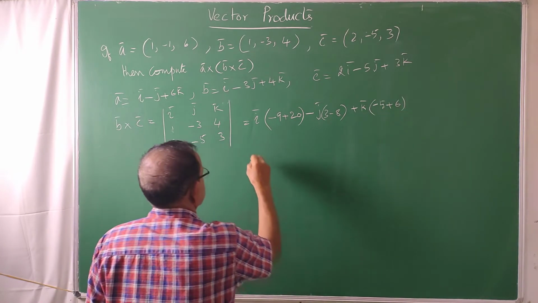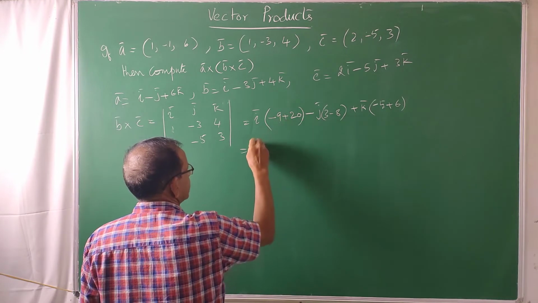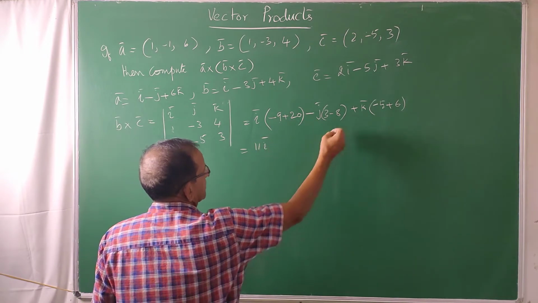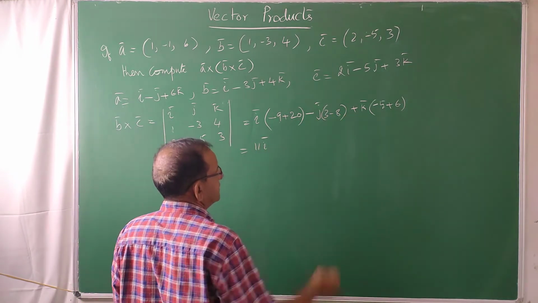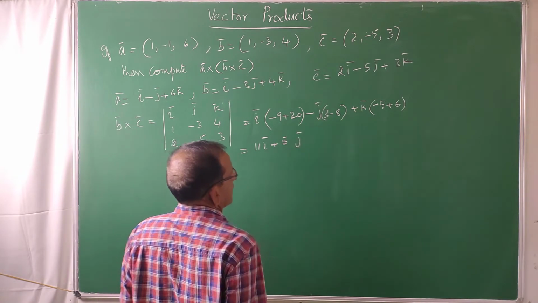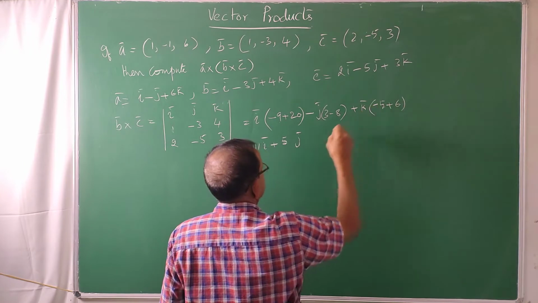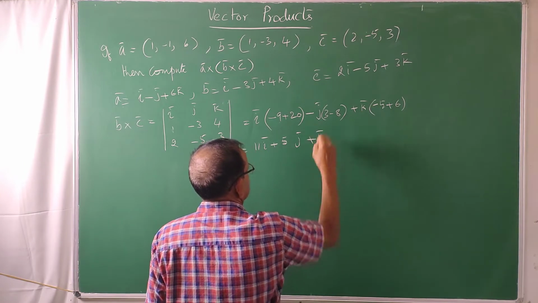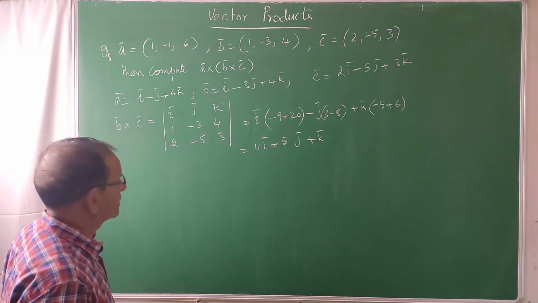If you simplify this, 20 minus 9 is 11, so 11 i bar. 3 minus 8 is minus 5, into minus j, so plus 5j. The last one is 6 minus 5 into k bar, that is k bar. This is B cross C.